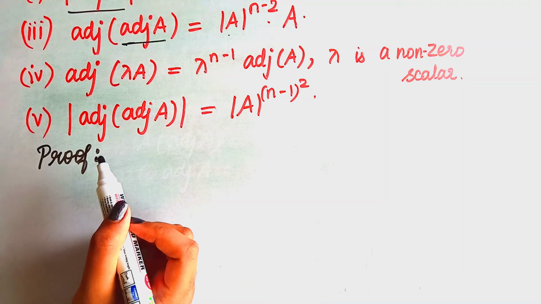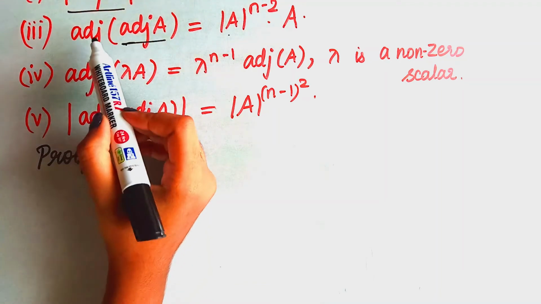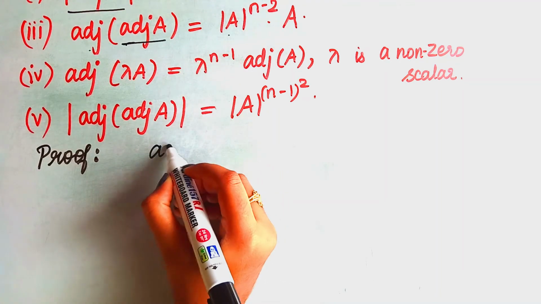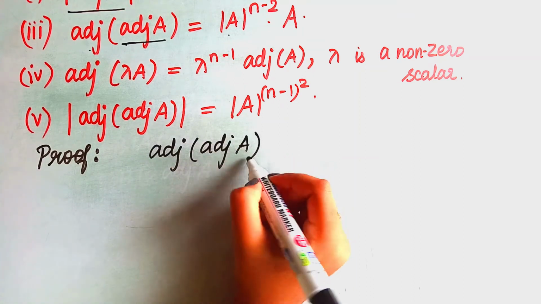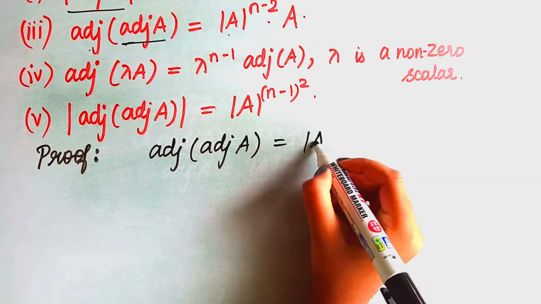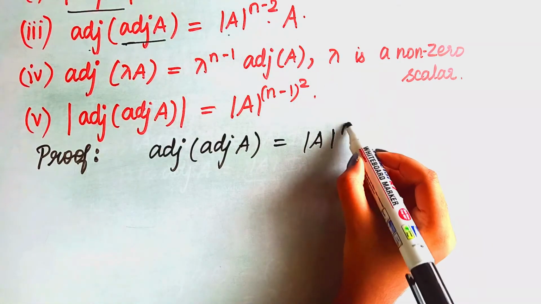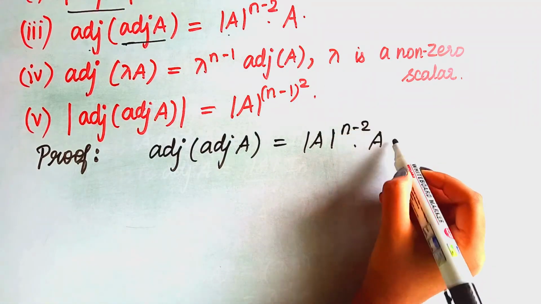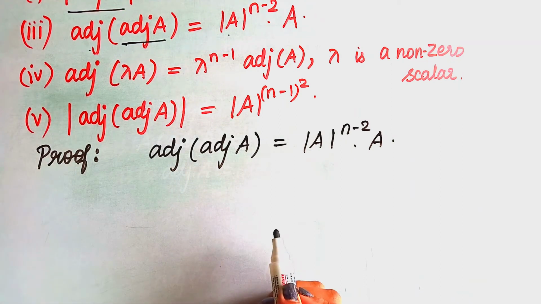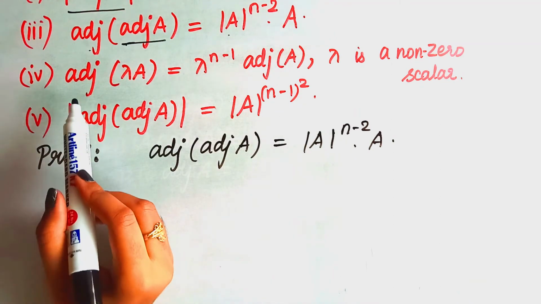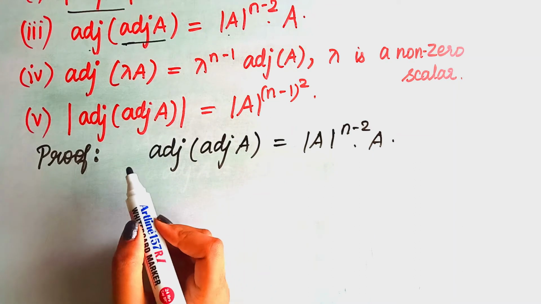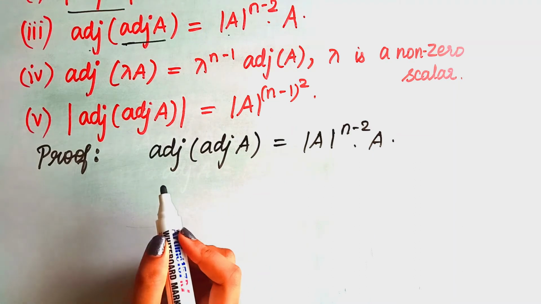determinant of adjoint of adjoint a. For that we are using the third subdivision, which is adjoint of adjoint a is equal to determinant of a power n minus 2 into a. So we are using our third subdivision here. And here in the fifth subdivision, there is a determinant, right? So what we are going to do is take determinants on both sides.